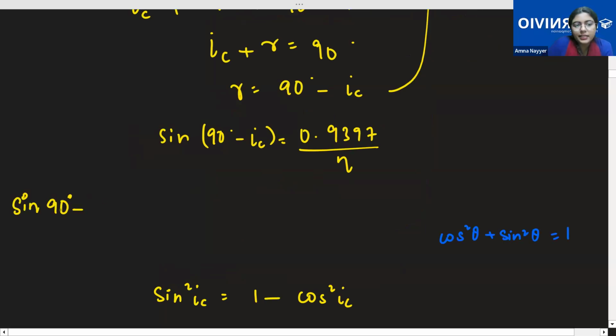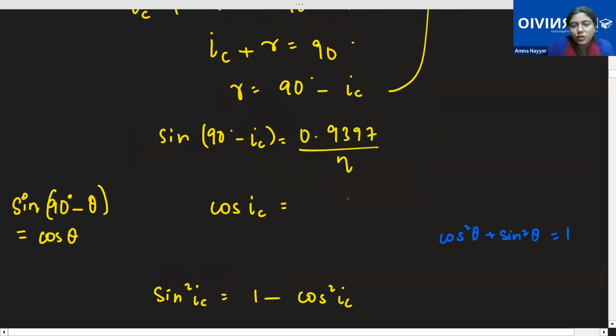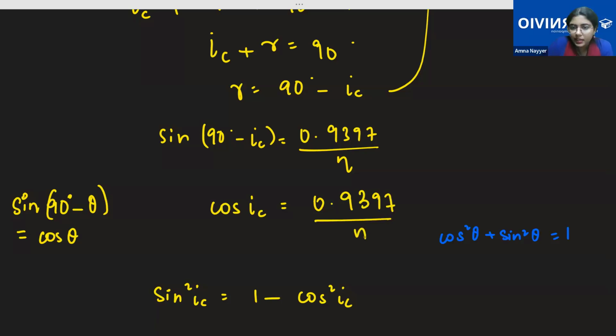Sin(90 degrees minus theta) is cos theta. So this will become cos IC, which is equal to 0.9397 by n. Okay, this is cos IC, but we want sin IC. Sin(90 minus IC) wasn't useful for us. We need sin IC. Then only we can do something about this question.